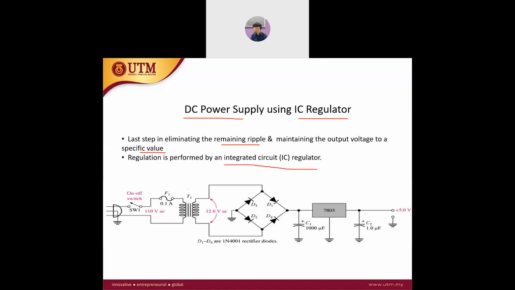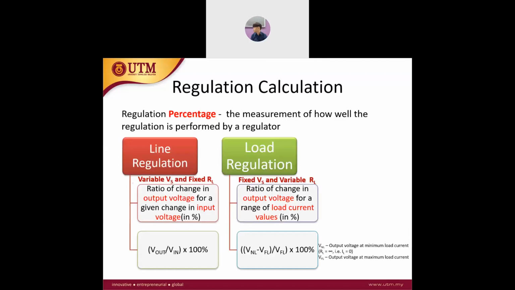So let's refresh. Okay, this is pretty much the power supply. For this we have a transformer, then we have a rectifier, in here we actually have a bridge, then we have a filter, then we have an IC regulator, and this is pretty much our output. And the diode model used is 1N4001. The next is how we're going to calculate the regulation. Regulation measures how well the regulation is performed by the regulator circuit, the regulator chip.